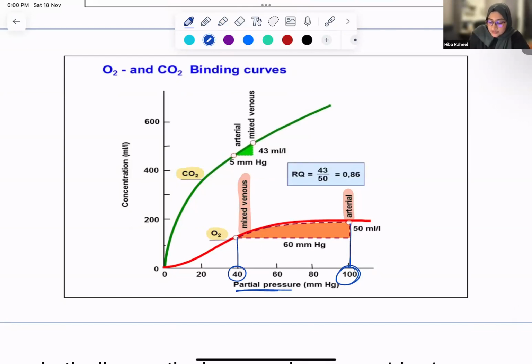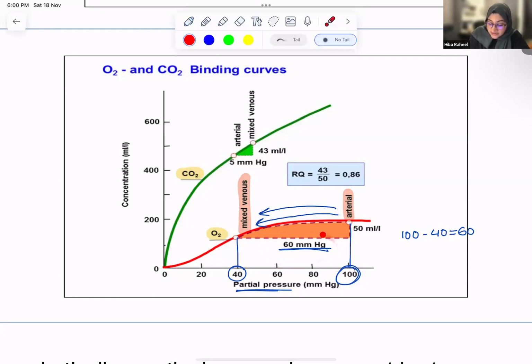So what is happening? As the blood is flowing from the arterial side to the venous side, the partial pressure of oxygen is dropping. There is a difference, 100 minus 40, a difference of 60. So the partial pressure of oxygen is decreasing by 60 millimeters of mercury. Arterial side, this is where, let's say, the lungs. In the lungs, the partial pressure of oxygen is 100, correct?